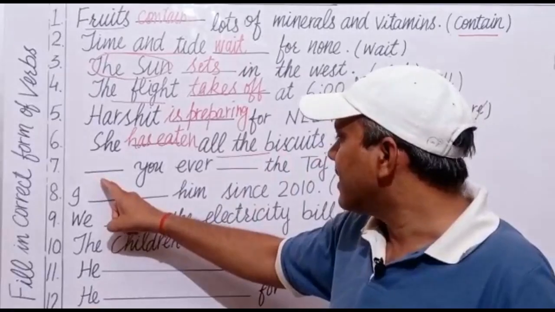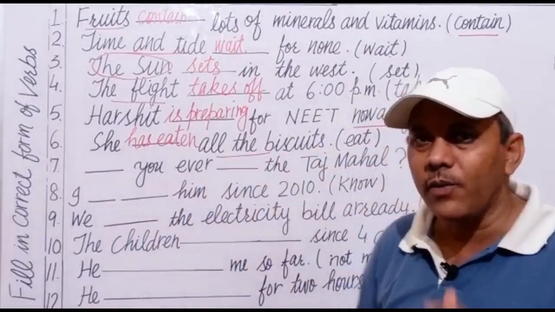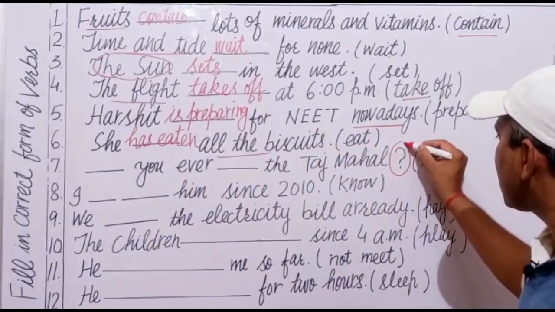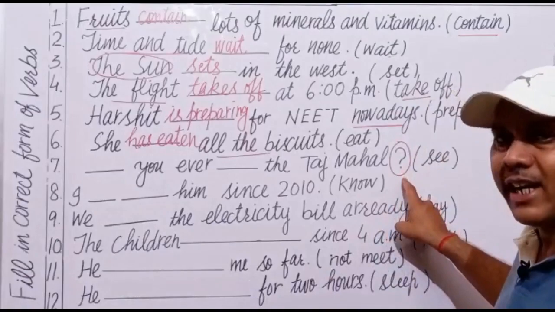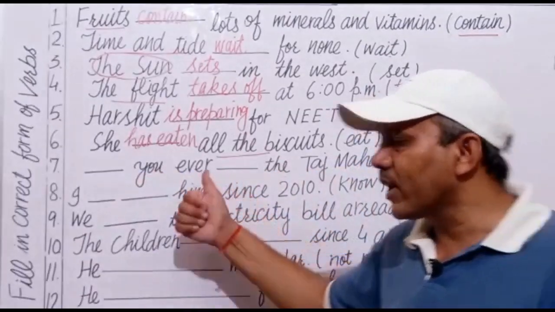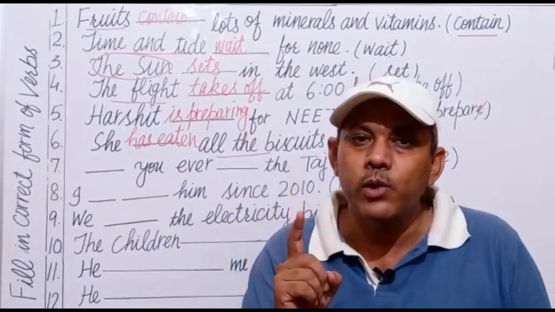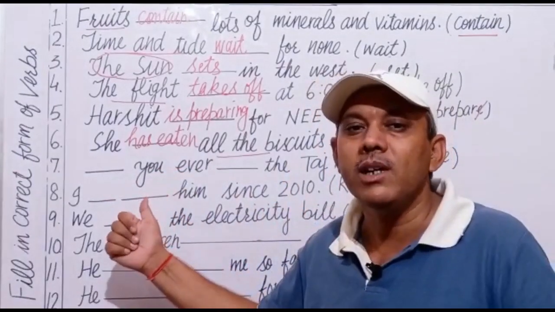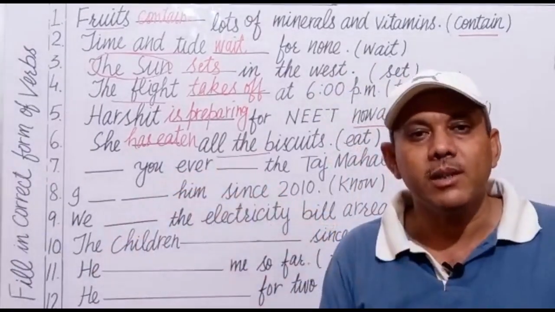7th sentence: dash you ever dash the Taj Mahal. First of all, pay attention to this question mark or mark of interrogation. It means this is an interrogative sentence, and an interrogative sentence either starts with a WH word or a helping verb, and in this tense it will start with a helping verb.